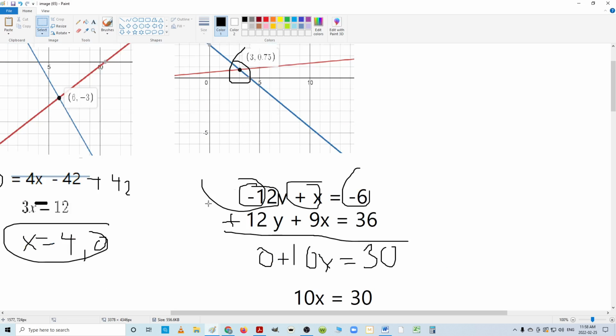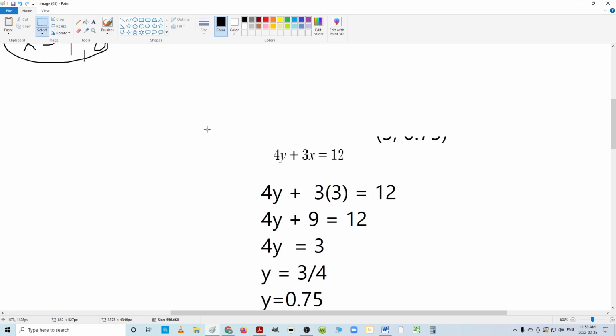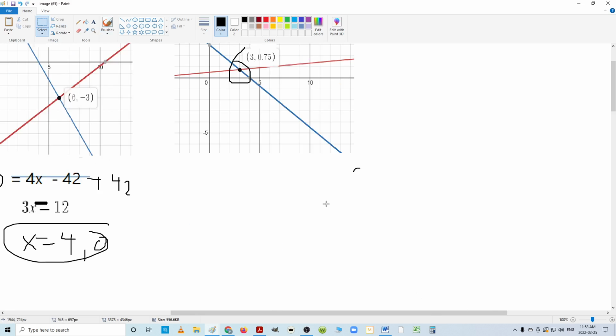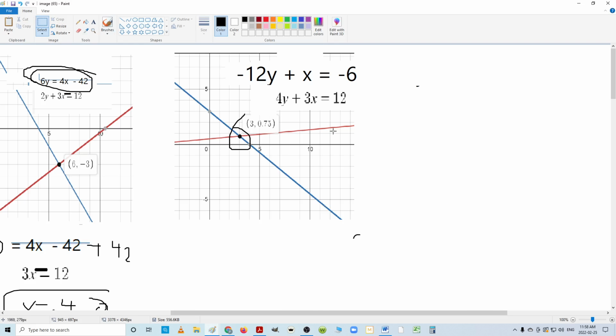So you might find this addition method a little easier. So long as these y's cancel out, that's the point. When these y's cancel out, I can solve it. What about their x and y intercepts? Well, like I said, it's quite easy. You just make one equal to 0 and one not equal to 0.